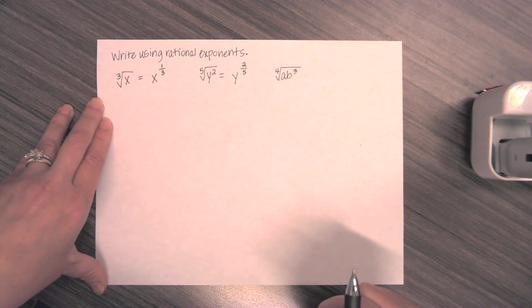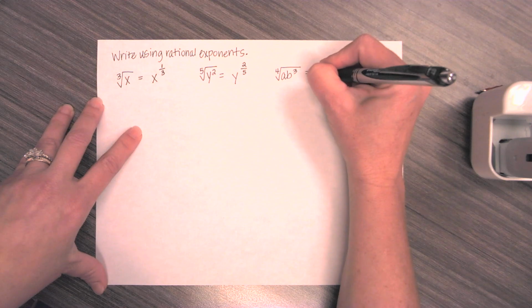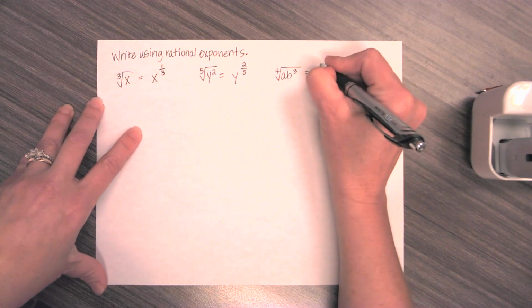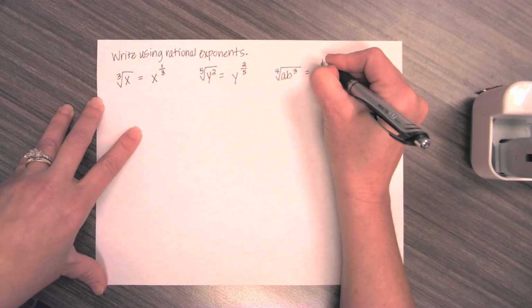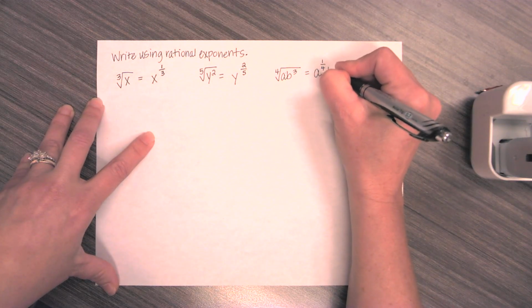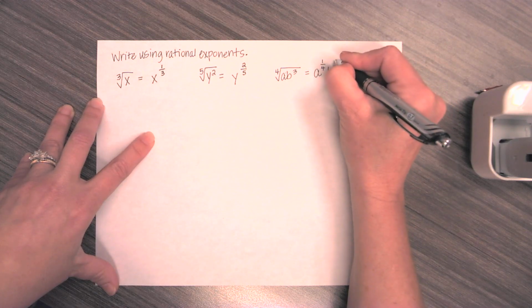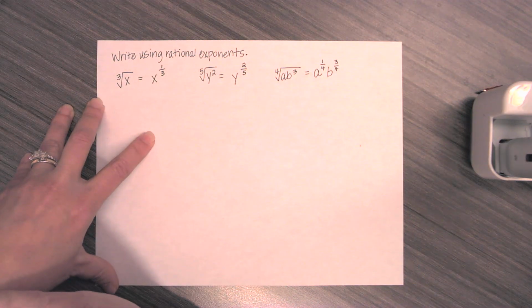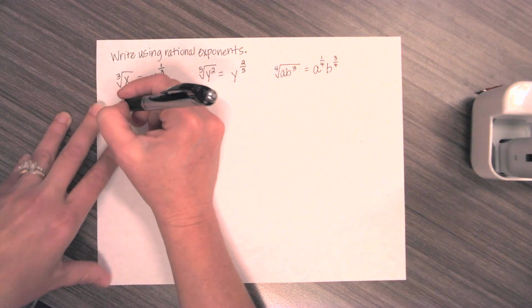All right, we'll do each letter individually. A has got a root of 4 and an understood power of 1. So that would be a to the 1/4. B also has a root of 4, but it's got a power of 3. So that would be a to the 1/4, b to the 3/4.